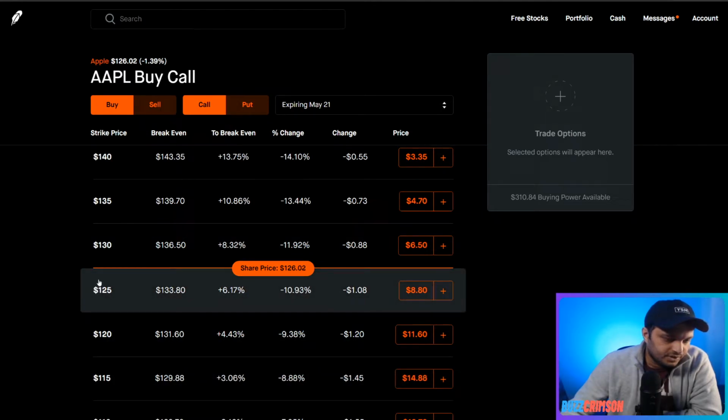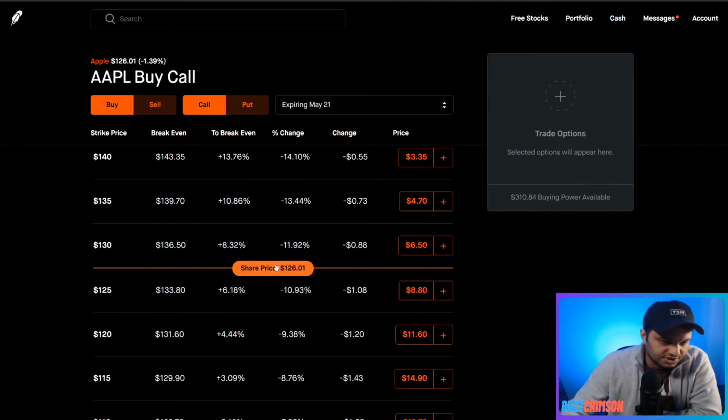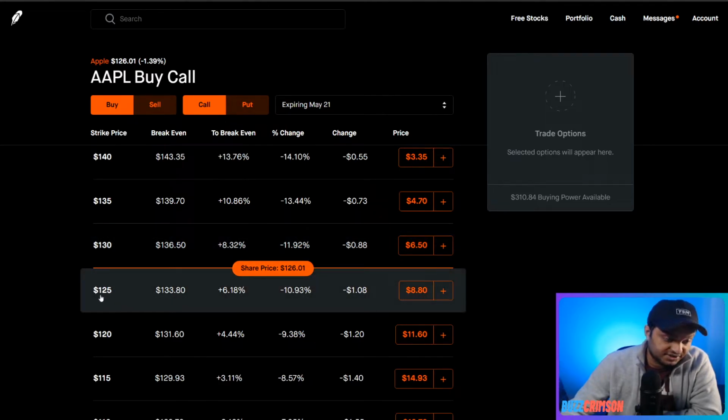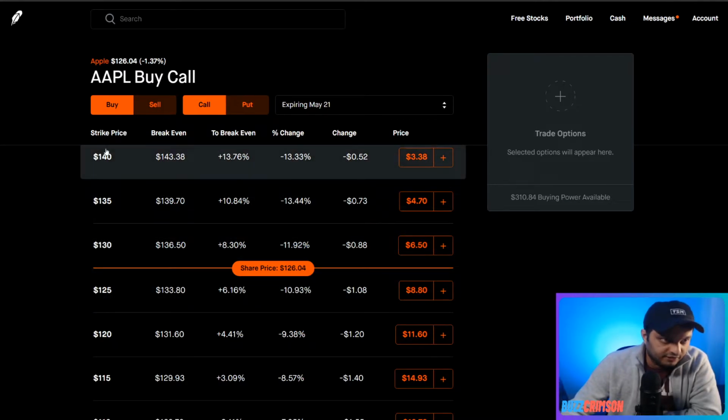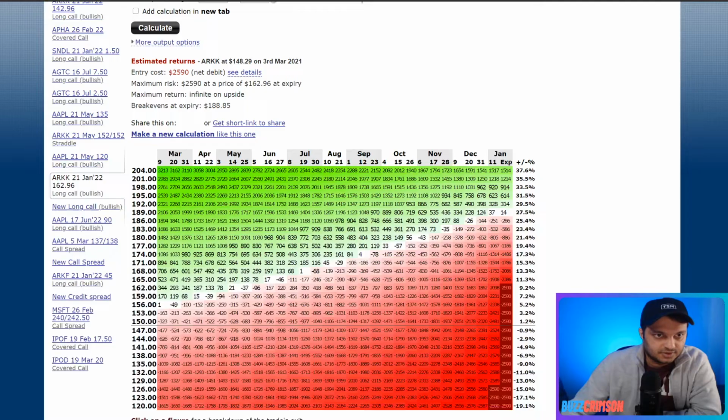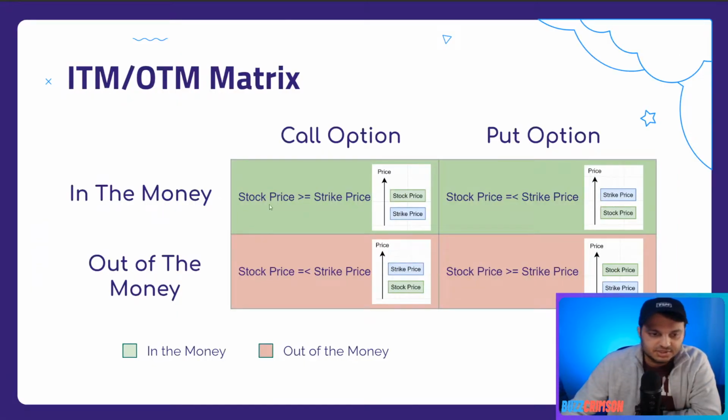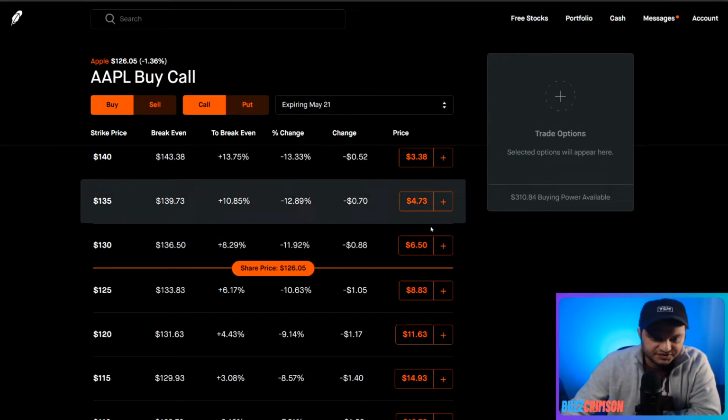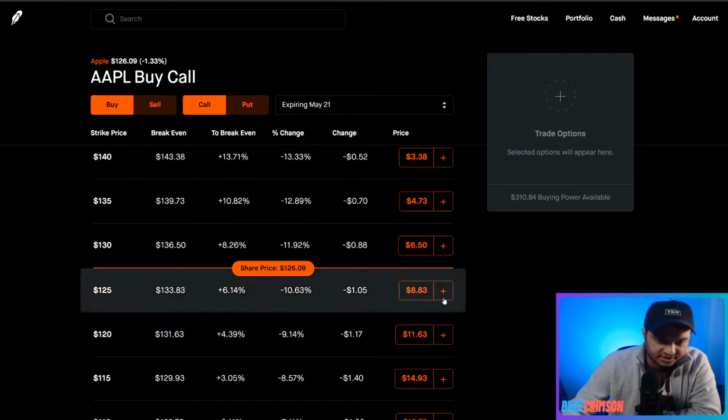Notice how the strike prices that are under the share price, under 126, their prices are significantly higher than the strike prices that are above. What is this equation? The stock price needs to be higher or equal. So all the strike prices that are above the stock price, those are out of the money. As you can see, the ones that are out of the money are significantly cheaper compared to the ones that are in the money.